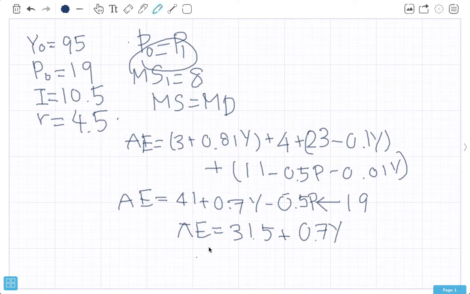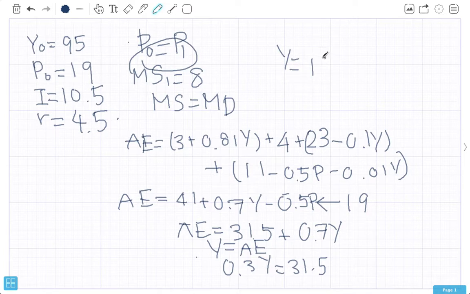And then after you do that, you do the normal y equals AE. And then you have 0.3y equals 31.5. And then solving for y, I'll just go up here. Y equals, you'll get 105. So this will be y1 if you start with y0. It will be y2 if you start with y1. And then you'll still have the same p, which is p1 equals p0, which is 19.